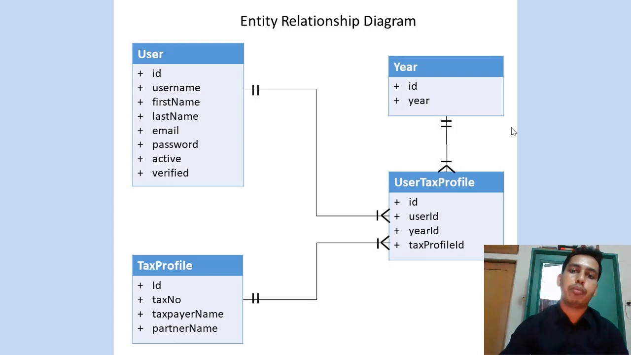And this is the most important, the entity relationship diagram. That means the database snapshot, which handles the user data, the user tax profile, and the joining between users and tax profiles for each year. One user has multiple years, so one user is related to multiple tax profiles based on year.